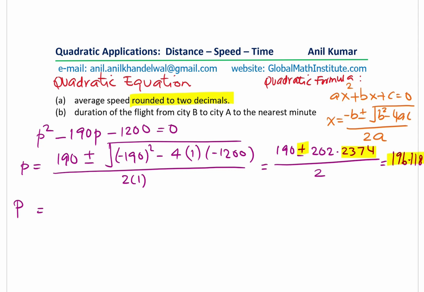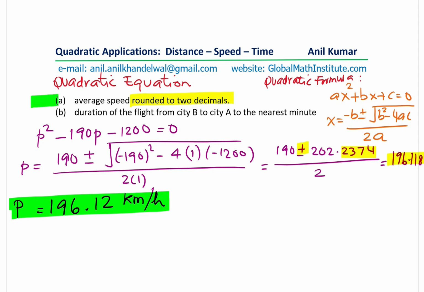We have 196.118. Now, we'll round it to 2 decimal places, so we'll get 196.12. The units are kilometers per hour. So it's very important to write down the units as we move along in all our answers. So that becomes the answer for the very first part, which is average speed of the plane, correct?